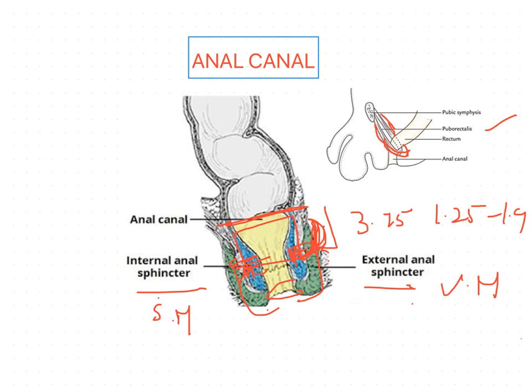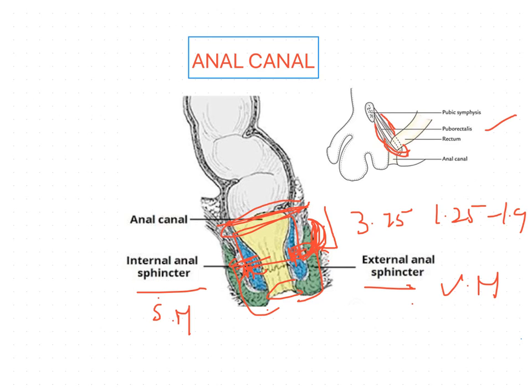At the junction of the rectum and anal canal, there is a muscular ring known as the anorectal ring. It is formed by the fusion of the internal anal sphincter, external anal sphincter, as well as the puborectalis muscle. On digital rectal palpation, this can be palpated during examination.